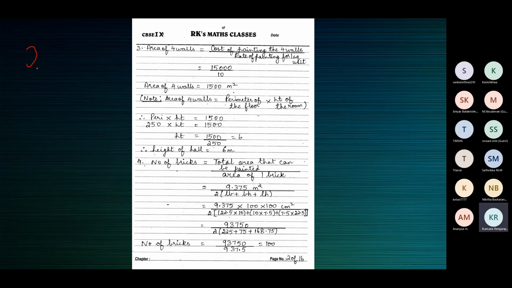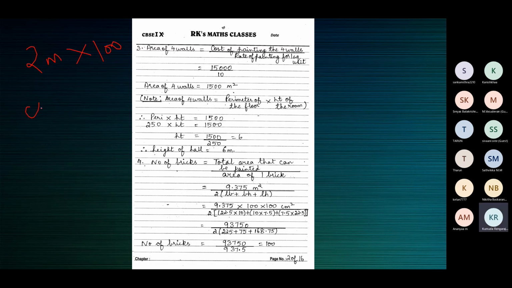Now, when you have to convert 2 meters to centimeters, what would you do? How do you convert 2 meters to centimeters? You multiply by 100. To convert meter to centimeter, you multiply by 100.